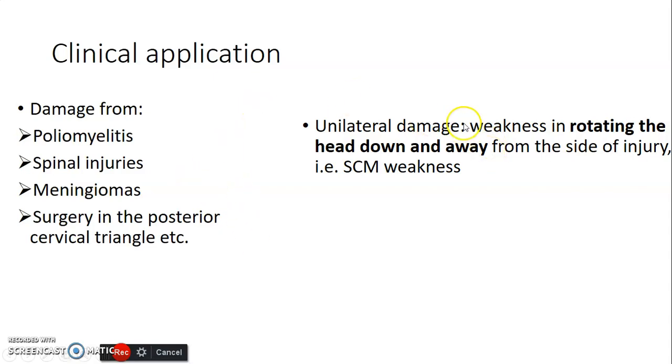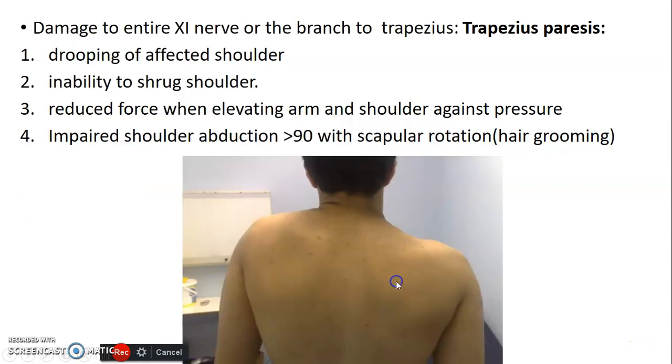When you have unilateral damage, you damage one accessory nerve, the patient will have weakness in rotating the head down and away from the side of injury because of weakness of the sternocleidomastoid muscle. So you cannot rotate the head down and away from the side of injury.